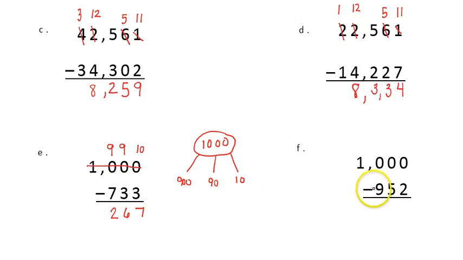Let's do the same thing for problem F. Again, I'm starting off with 1,000. I need to subtract 9 hundreds, 5 tens, 2 ones. I'm going to use the same decomposition that I used for problem E. So I'm going to cross off the 1,000. I'm going to decompose it into 9 groups of 100, 9 groups of 10, and 10 ones. Now I can subtract. 10 minus 2 is 8. 9 groups of 10 minus 5 groups of 10 is 4 groups of 10. And 900 minus 900 is 0, so we'll leave that empty. The final answer there is 48.